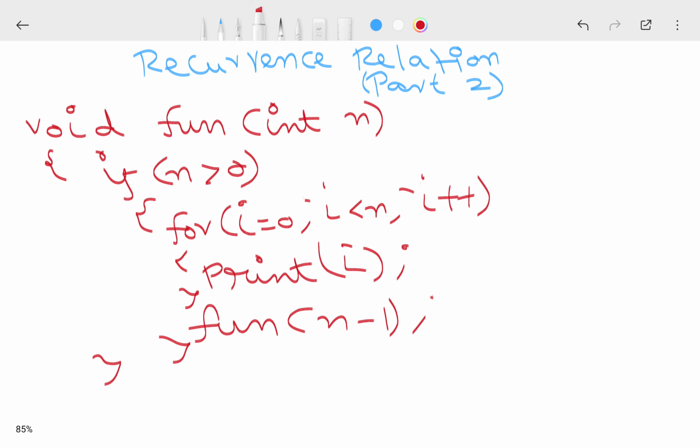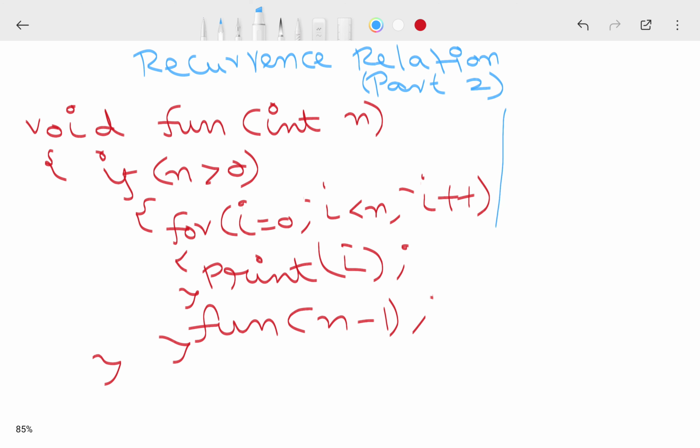This function takes one input n, and inside the function it checks whether that n value is greater than 0. If the n value is greater than 0, then it will execute that for loop. The for loop will be executed from the i value equal to 0 to n minus 1. Inside the for loop it executes only one statement, just printing that i value. Once the for loop is completed, the same function is called with the input size n minus 1.